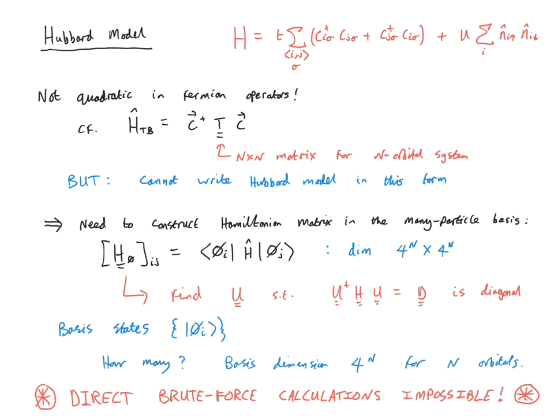Let's say in 50 years' time, we've increased the abilities of our computers by 1,000 times. That's only adding a couple of extra orbitals into our system. We really need to do something completely different to understand the physics of these systems.